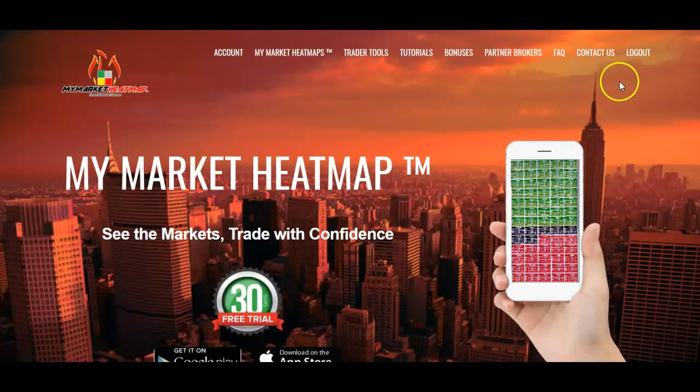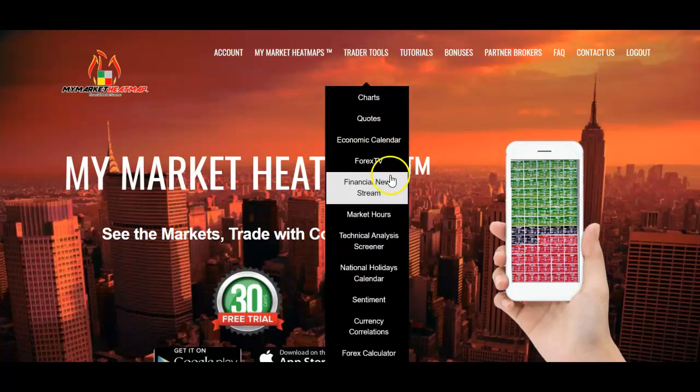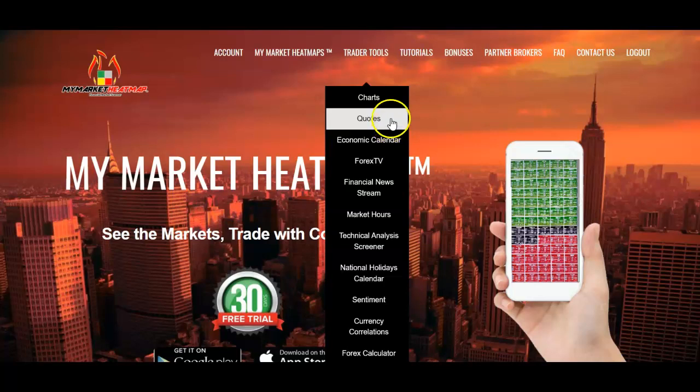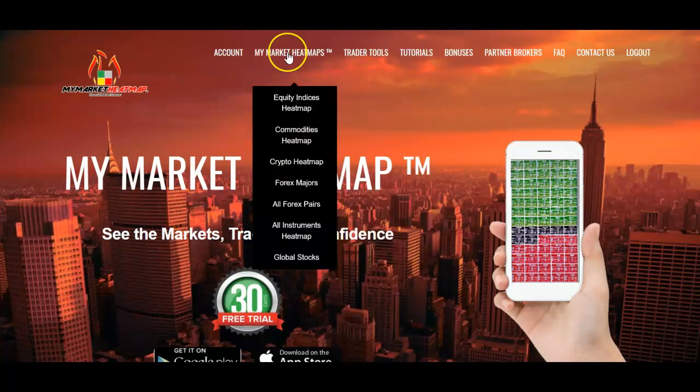So first of all, you want to log into My Market Heatmap. It's a range of currency pairs by percentage change, but it's also a tool with a lot of different usable information, everything from streaming news, economic calendar, quotes, charts, technical analyzer, sentiment, and a lot of different things, right? So in fact, let's start with the heat map.